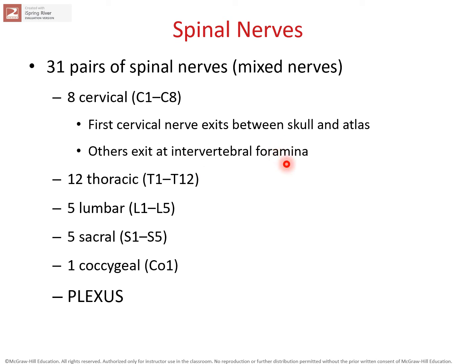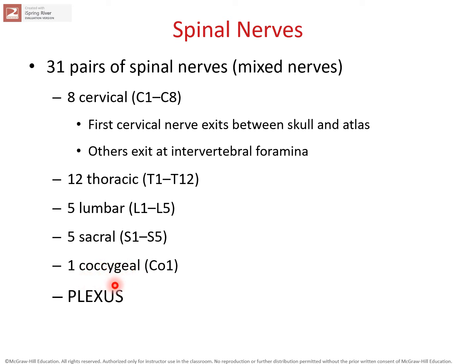And C1 to C7 exit above the vertebrae, and C8, that pair, exits in between C7 and T1. That is the first thoracic. And then we have 12 thoracic nerves. Out of these 12 thoracic nerves, T1 through T5 exit below their corresponding vertebrae. And then we have 5 pairs of lumbar nerves, 5 pairs of sacral nerves, and 1 pair of coccygeal nerve.